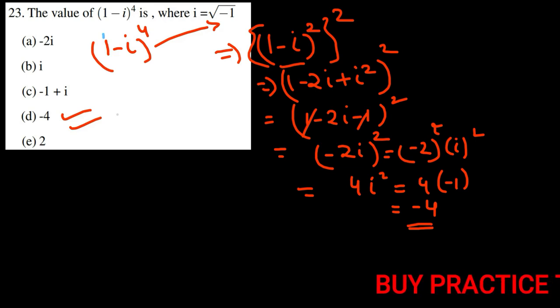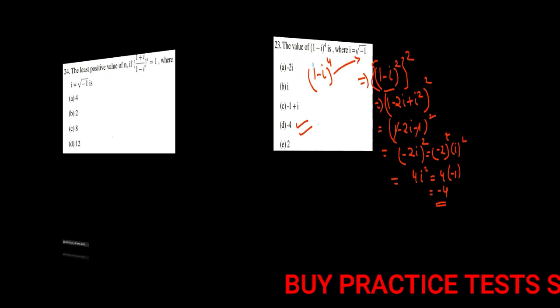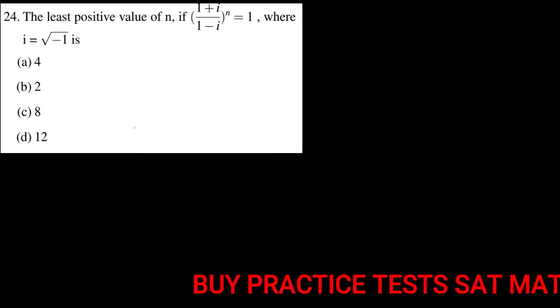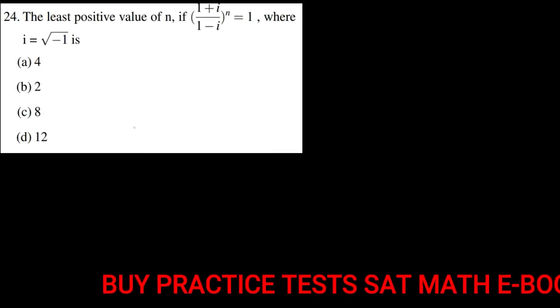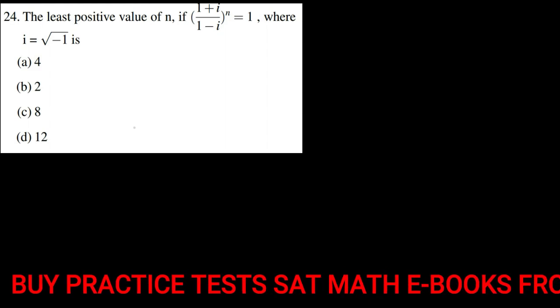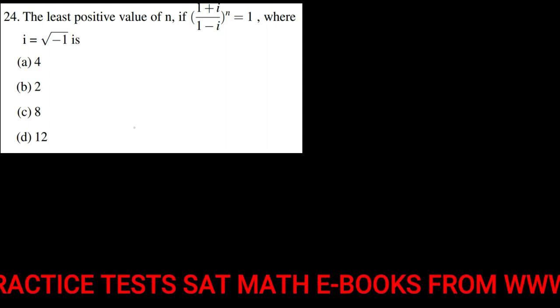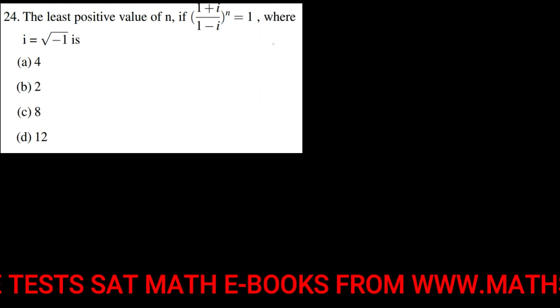So that was our question related to the complex number, which was question number 23. Now let's move towards our question number 24. So students, this is another question on complex number. Here we have to find the least positive value of n if 1 plus iota upon 1 minus iota raised to the power n, which is given here, is equal to 1.